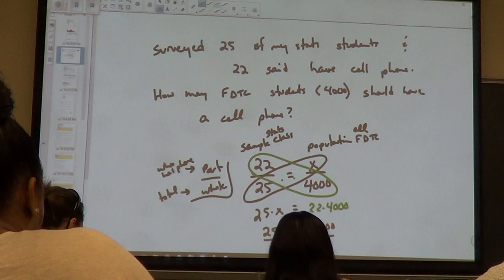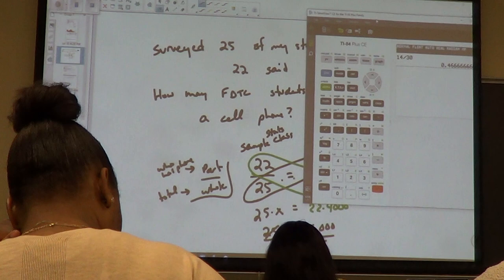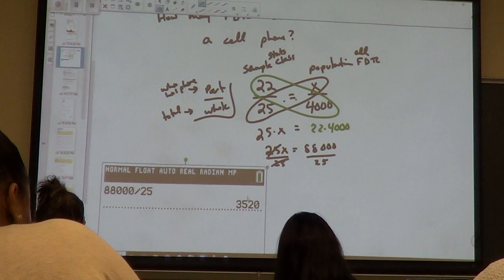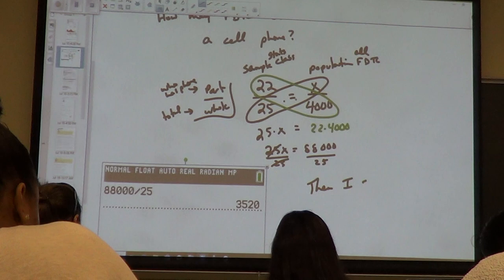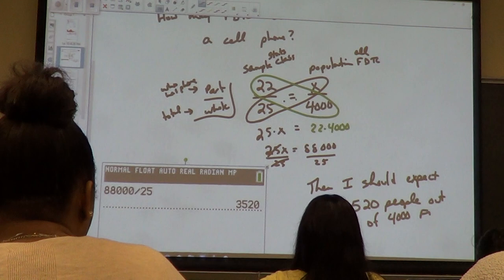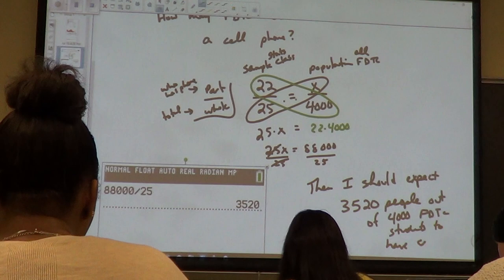So when I bring my calculator up, it's going to be 88,000 divided by 25. So this is telling me that if 22 of y'all had a cell phone out of 25, then I should expect 3,520 people out of the 4,000 FDTC students to have a cell phone. Does that make sense?